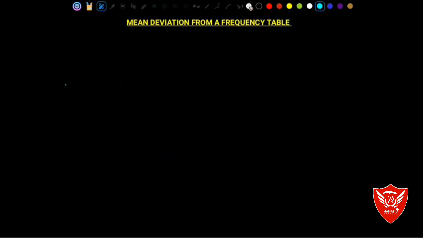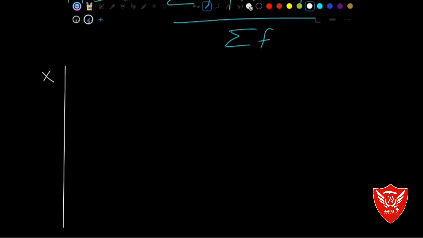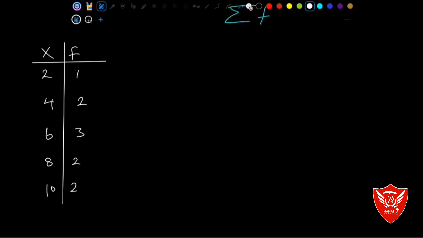The mean deviation from a frequency table is given as: mean deviation equals the summation of the frequency multiplied by the absolute value of x minus the mean, all over the summation of the frequency. We are going to explain this with an example. Suppose you are given this frequency table to find the mean deviation. The easiest and fastest way to do this is to draw a table, so let's extend this table like this.